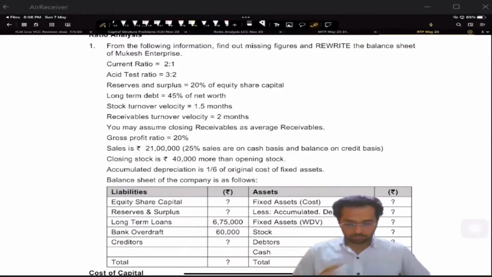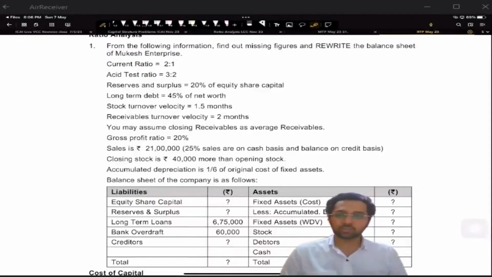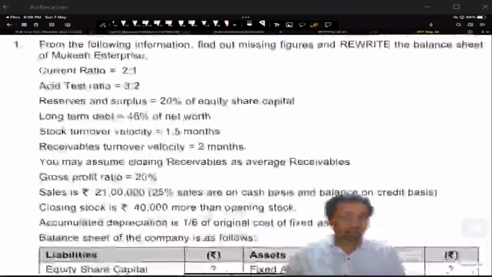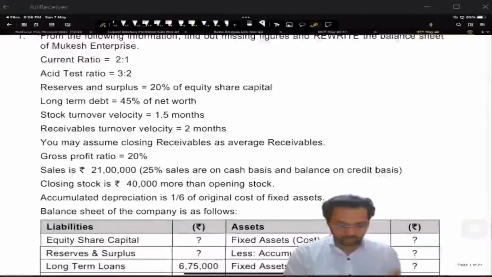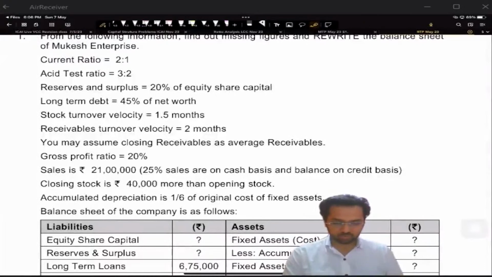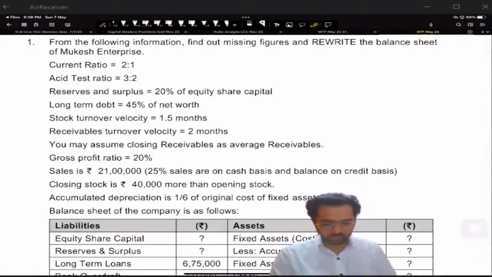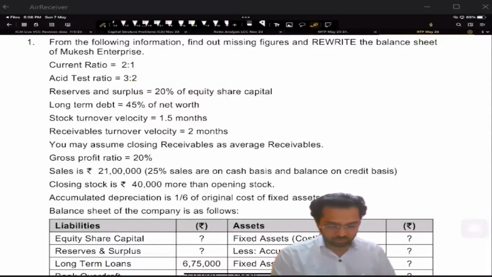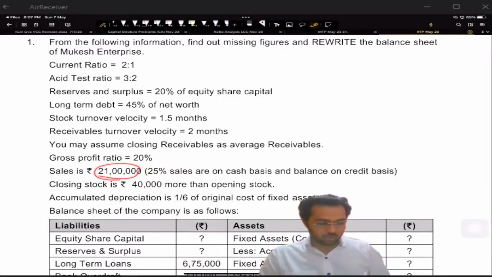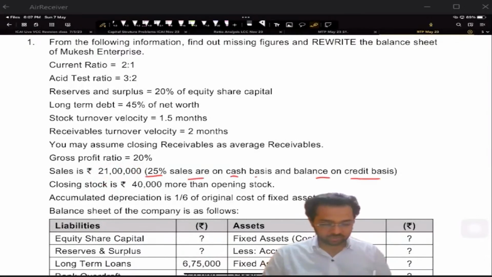As I've told you in the previous class also, always look for the ratios which are connected with some numbers. So if we have current ratio, check out if we have some number related to working capital. Current ratio 2:1. Acid test ratio is 3:2. In relation to that, we don't have any other number, but the only number that we have is the sales figure, which is 21 lakh, of which 25% is on cash and balance on credit basis.